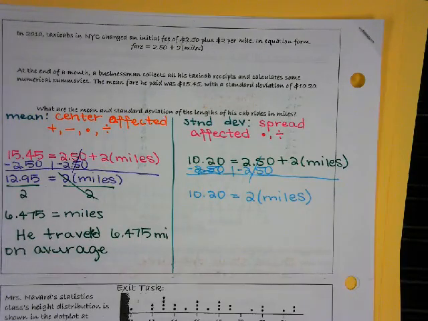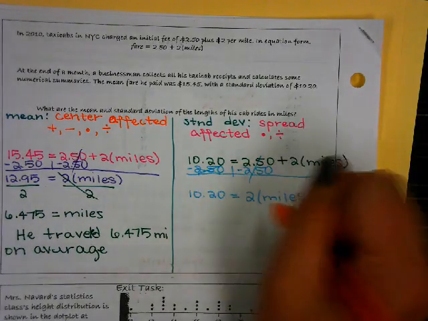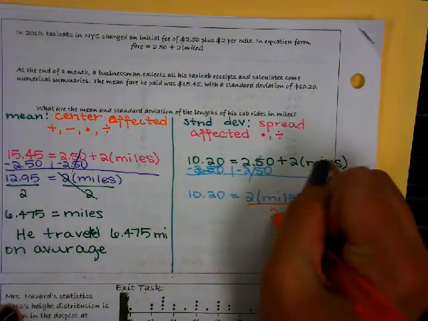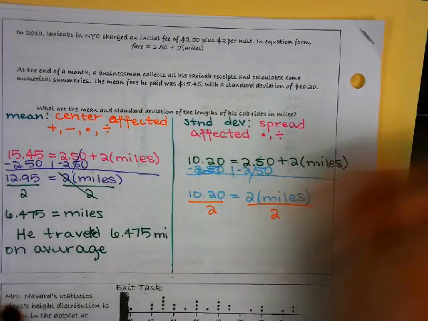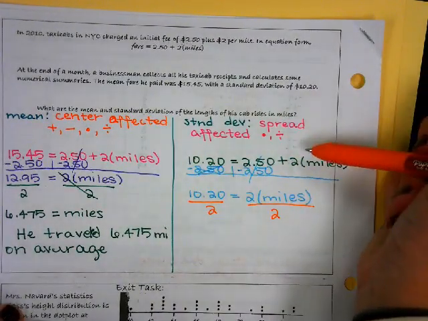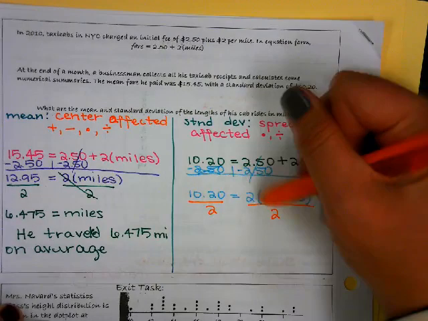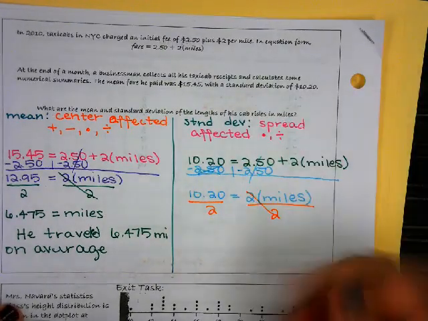And then to get miles by itself, we're going to divide everything by 2. Now, measures of spread do get affected by multiplying and dividing, so we do the division this time. Sam? Where did 250 go? It just pretty much gets ignored because it has no effect on your measure of spread.